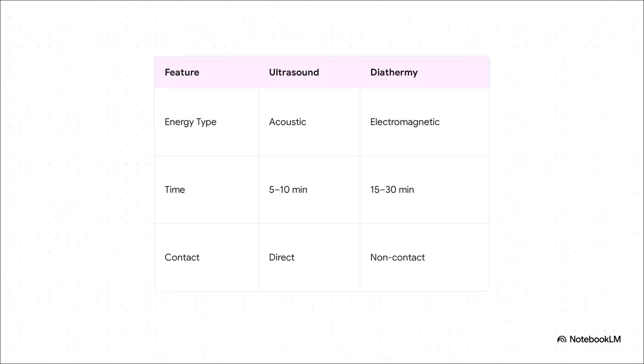For this audience, the student compares ultrasound to another treatment called diathermy. They'd explain that ultrasound uses acoustic energy, it's pretty quick, and you need direct contact. Diathermy, on the other hand, well, that uses electromagnetic energy, it takes a lot longer, and you don't even need to touch the skin. See the difference? This is the kind of precise language professionals use with each other.